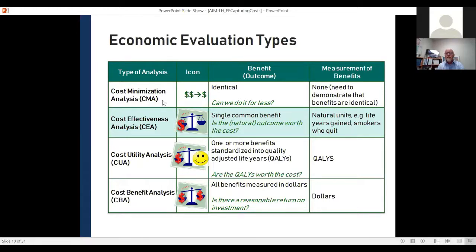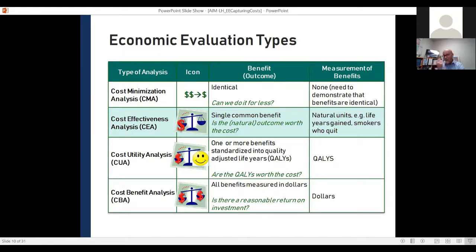So the first type is cost minimization analysis, and the icon here is from moving from two dollar signs to one dollar sign, where we would be looking at comparing two different interventions that produce the same exact outcome, the same number, the same type of outcome, and we're trying to answer the question of, can we do it for less?